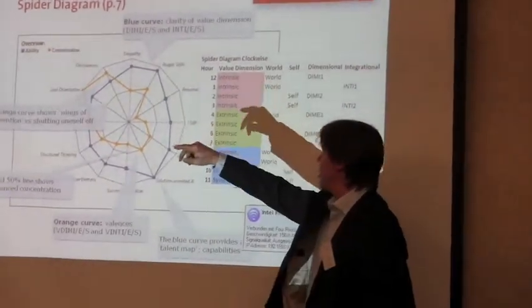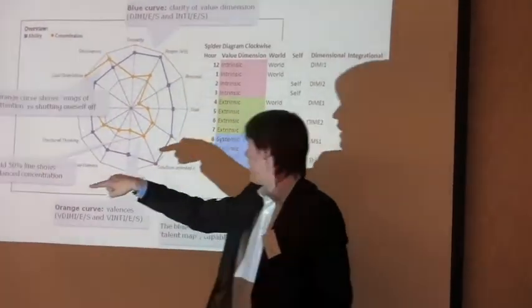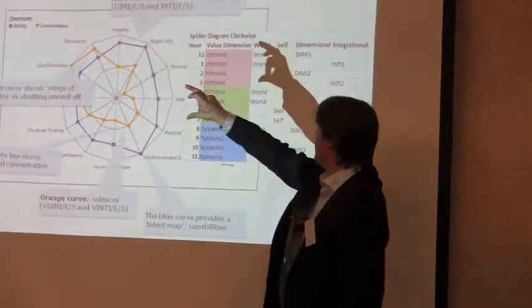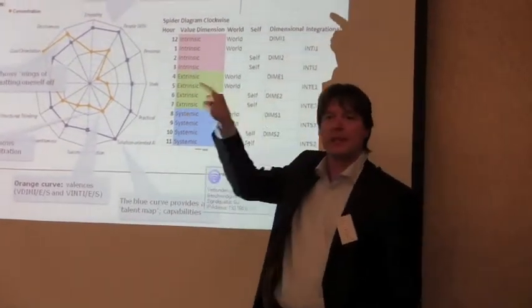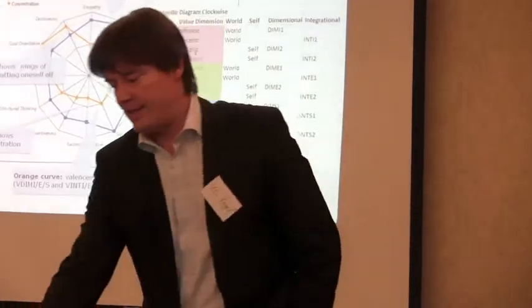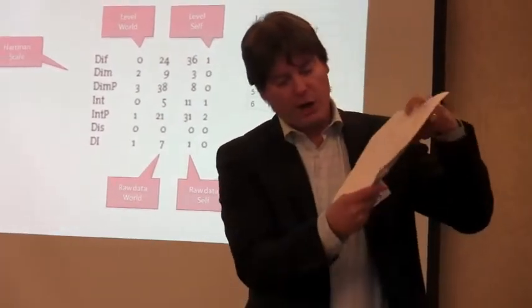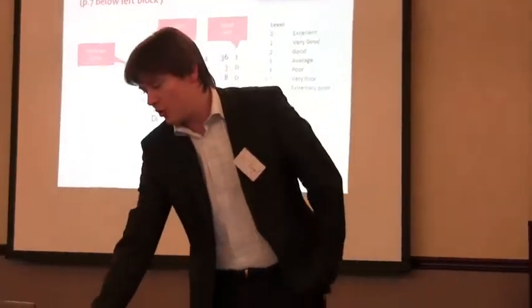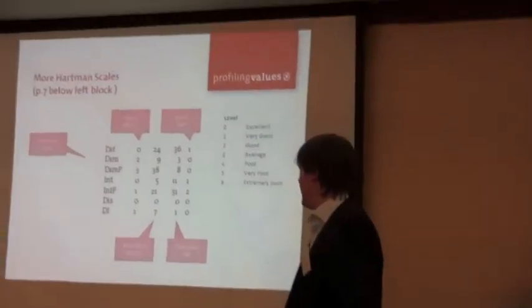And if we look at the clock, we have the first 4 hours for the intrinsic world from 12 to 3, then the extrinsic from 4 to 7, and then the systemic from 8 to 11. And we have within each value dimension 2 world hours, 2 self hours. And then we have the DIM and the INT in order to bring this out. And if you go down the page, you see below all the rest of the Hartmanian scales. I don't want to explain the scales to you with respect to meanings, because you know all of them. I just want to show you how I ordered them.